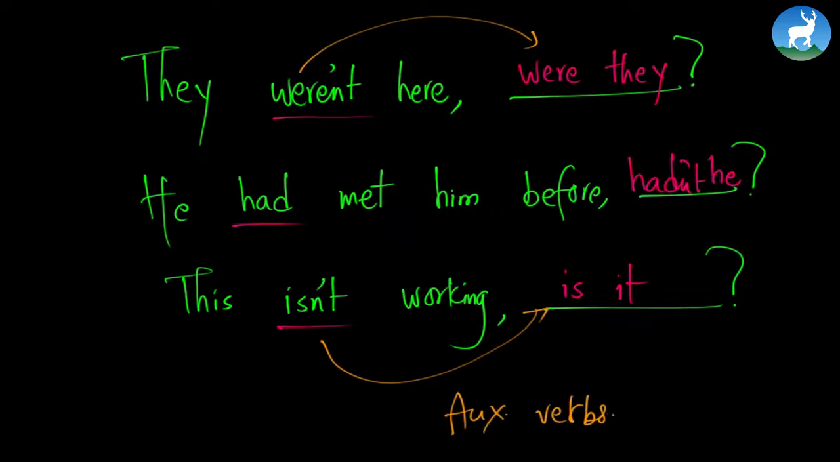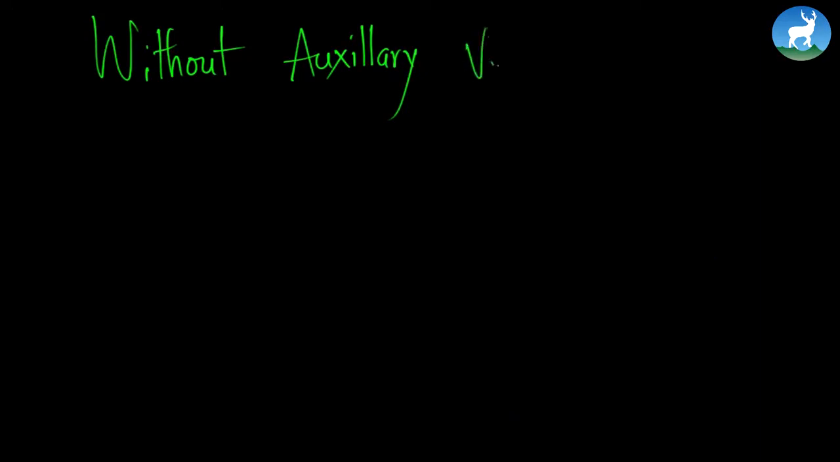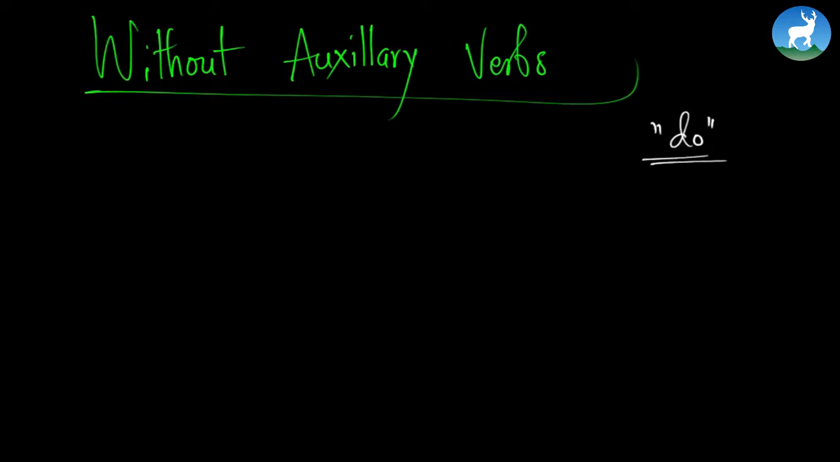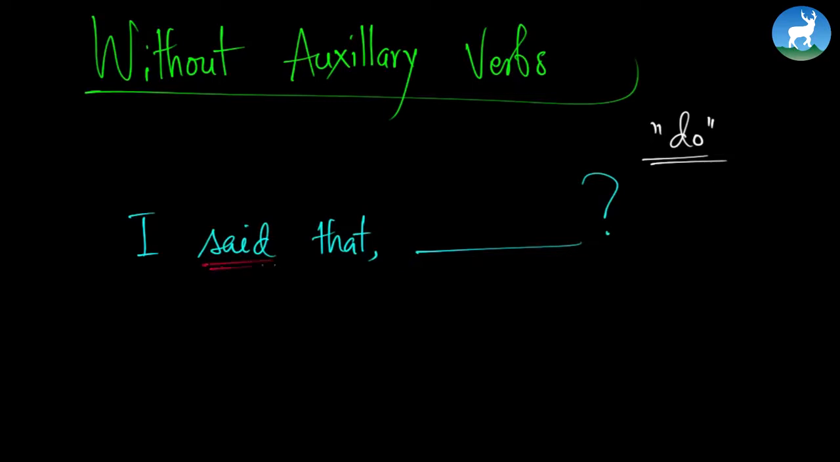What if the sentences do not have auxiliary verbs? Let's think about that. Without auxiliary verbs. What if the sentences do not have any auxiliary verbs? If the main part of the sentence does not have an auxiliary verb, the question tag uses an appropriate form of do. We use an appropriate form of do. For example, I said that. Where's the auxiliary verb? There's no auxiliary verb. Only the verb said is here, so we use didn't I. And why do we use the past form? Because it is past. That is why we need the past form.